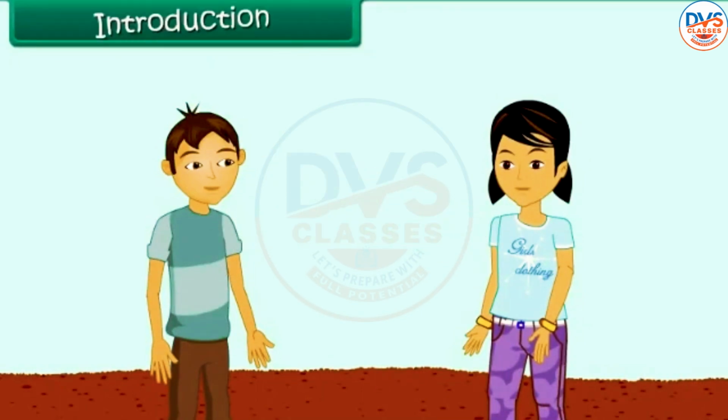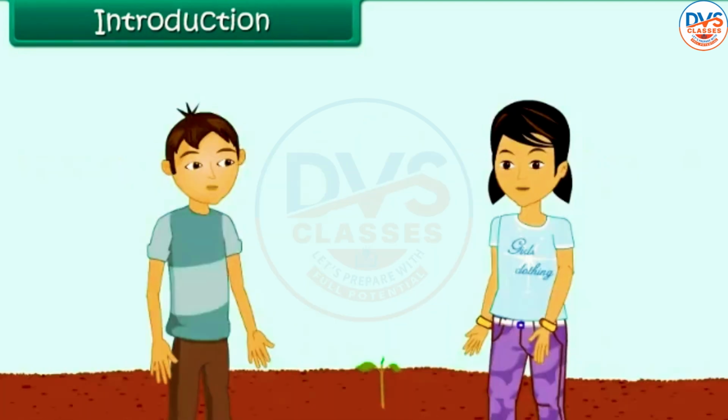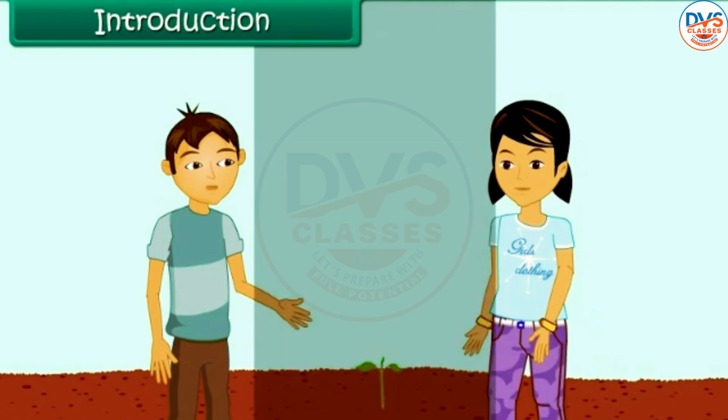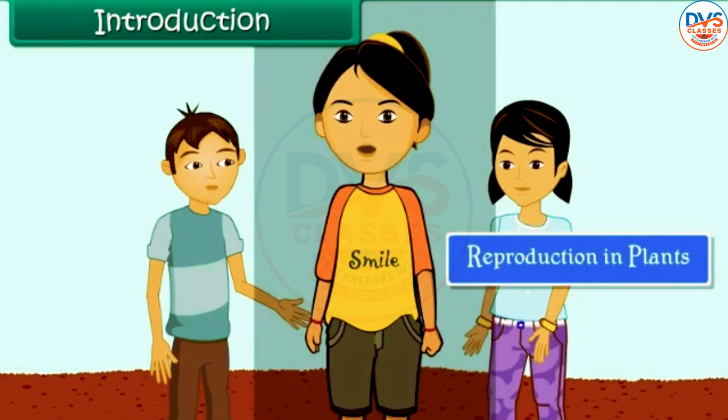Introduction. Look, Ruchika, there is a new plant arising in the soil. Yes, there are only 2 small leaves coming up in the soil. Ruchika, do all the plants grow up like this only? No, Rahul. There are many other methods by which plants give rise to new plants. Children, in this lesson, we will learn about how plants reproduce.